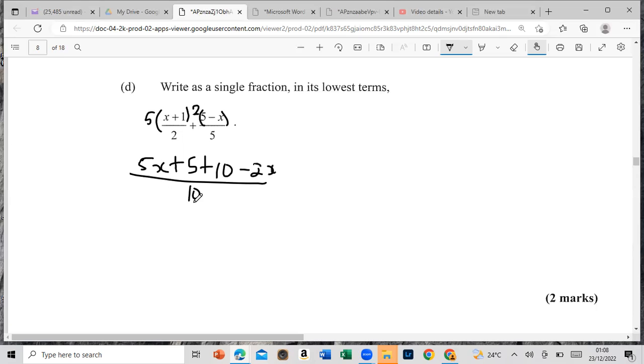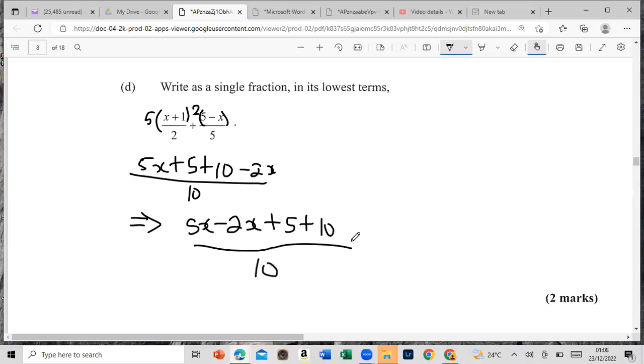So we're going to group them by like terms. We're going to put all the x terms together, so it will be 5x along with the sign, minus 2x, and then you have plus 5 plus 10, and that all over 10. Now that we've grouped them, we can simplify. So it would be 3x plus 15 over 10. And that would be our answer. And that's another 2 marks.